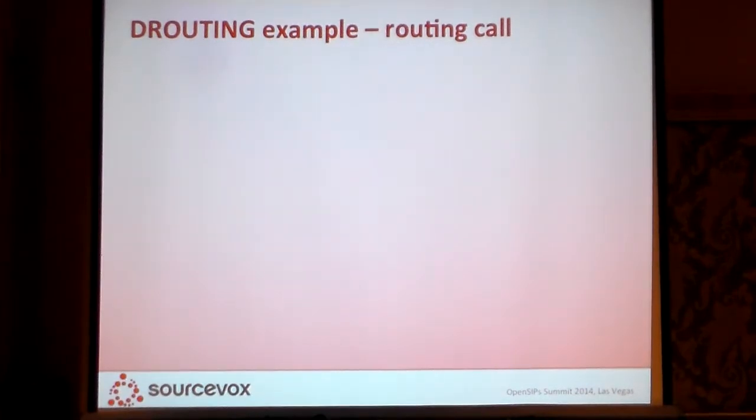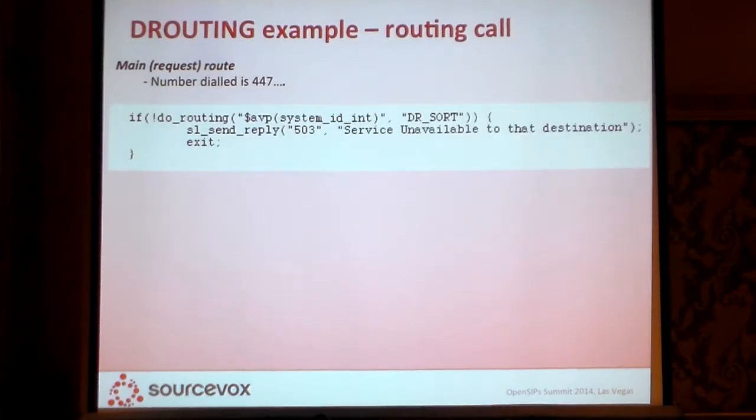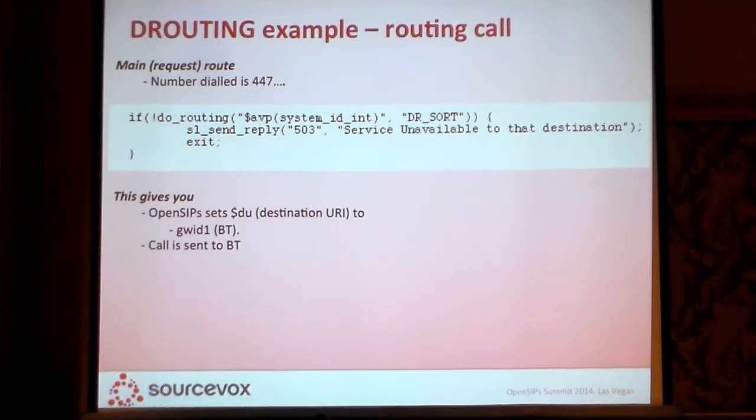When the call is routing in OpenSIPS, typically what will happen is the number dialed will start with 447, which is the prefix. There will be a piece of code in OpenSIPS. The do routing function will get called. In the background, OpenSIPS will give the first carrier from the list of carriers against that prefix. It will set a destination URI to that gateway, and the call will be sent to that gateway. So in this scenario, the call will be sent to BT. Really simple, 3-line code.